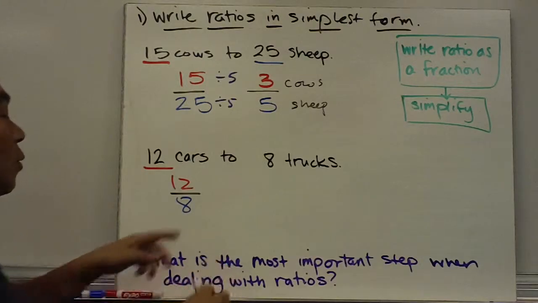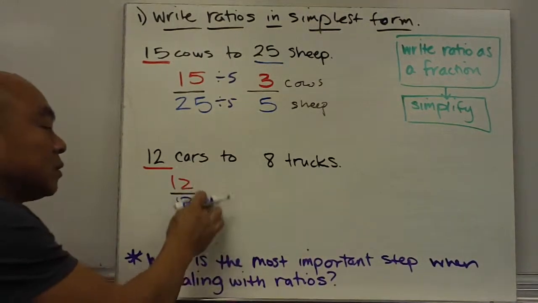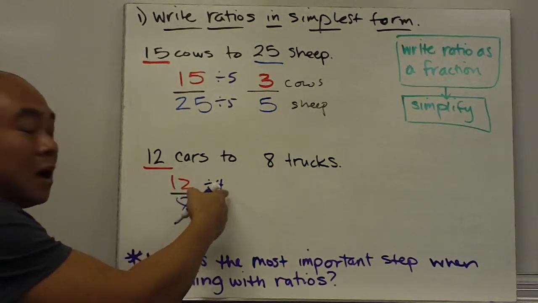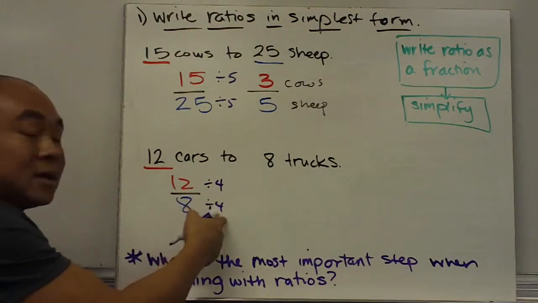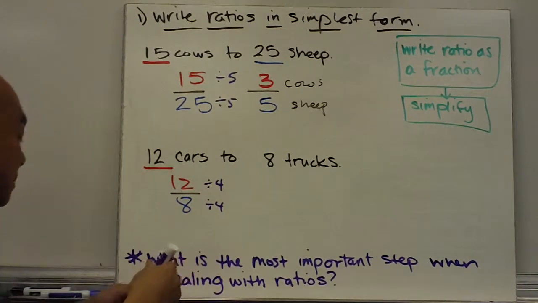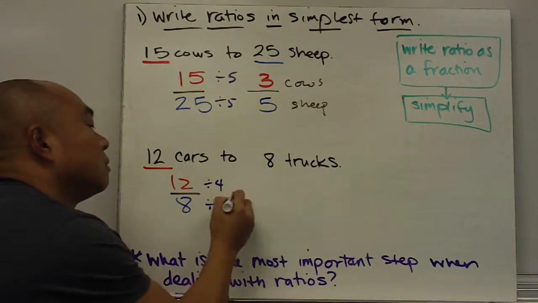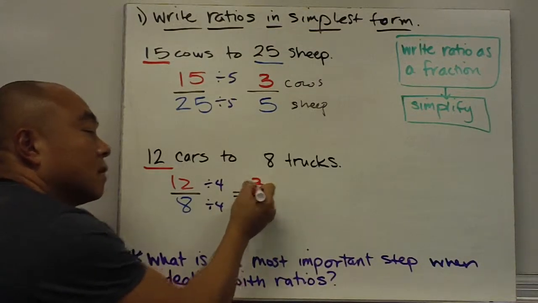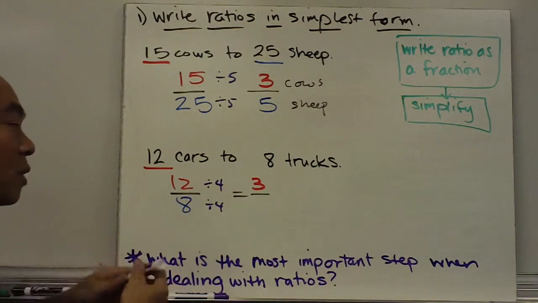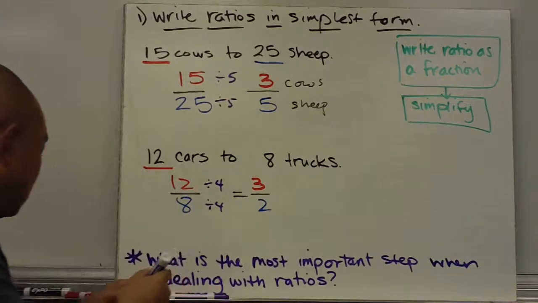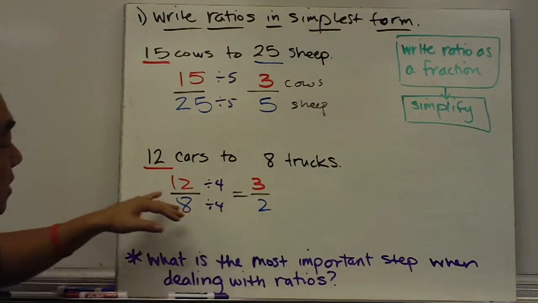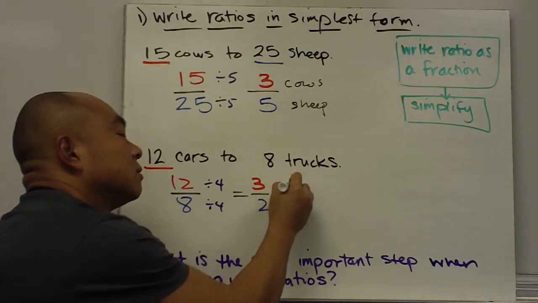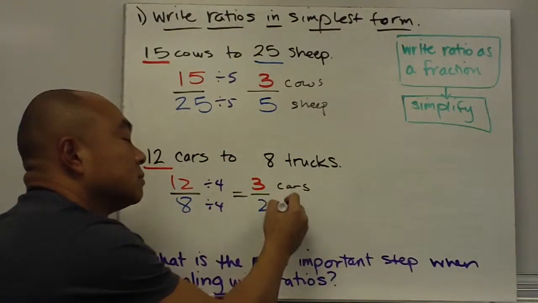So here, let's figure out what number they both have in common. Let's choose 4. I chose 4 because I know that 12 has a factor of 4, and that 8 has a factor of 4. So let's finish that up. If we divide 12 by 4, I'm going to have 3. And if I divide 8 by 4, I'm going to have 2. So my ratio of 12 cars to 8 trucks is the same thing as saying for every 3 cars, I have 2 trucks.